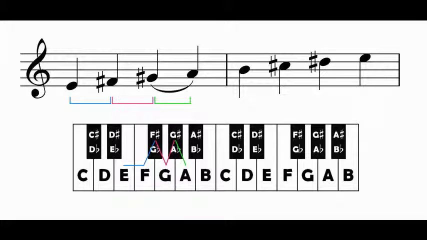The distance from A to B, B to C sharp, and C sharp to D sharp are all tones, as there is a note in between each of these pairs. If I go from D sharp to E, I can see that I have another semitone, as D sharp and E sit right next to each other on the keyboard. I will also mark this semitone with a slur. As you can see, I relied on my keyboard to work out where the tones and semitones were.